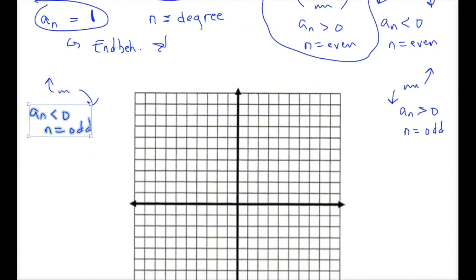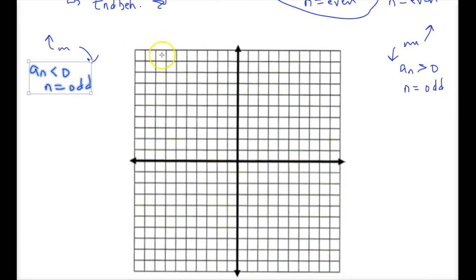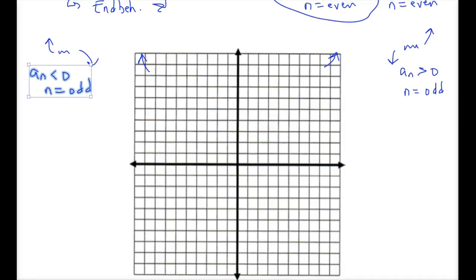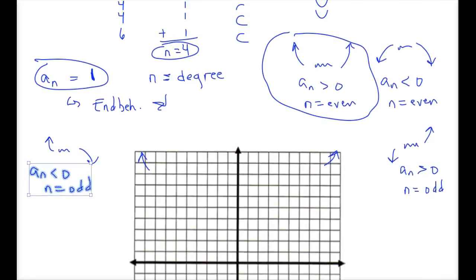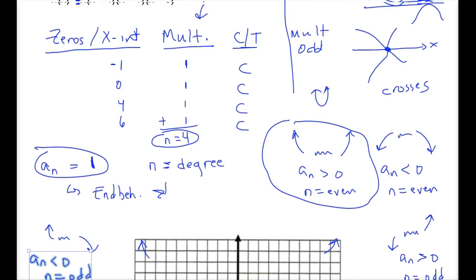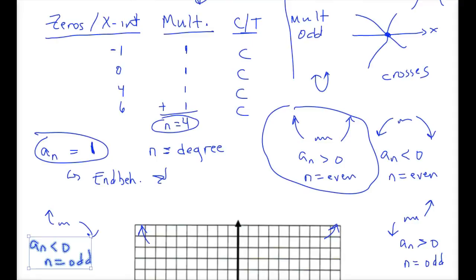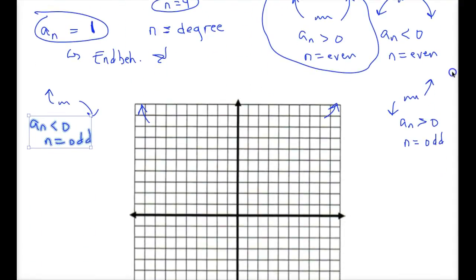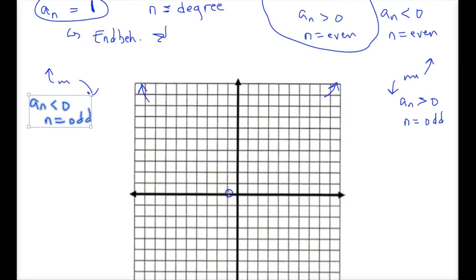And when we come here to draw everything, first thing that we want to note is we're going to have end behavior that looks like this. Okay. Now, when we go back to our original table here, we know that we have zeros at -1, 0, 4, and 6. So we're going to locate those places. So at x equals -1, at x equals 0, at 1, 2, 3, at x equals 4, and at x equals 6.